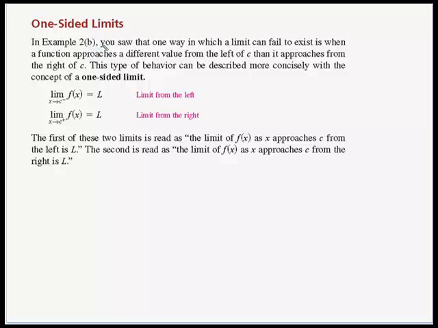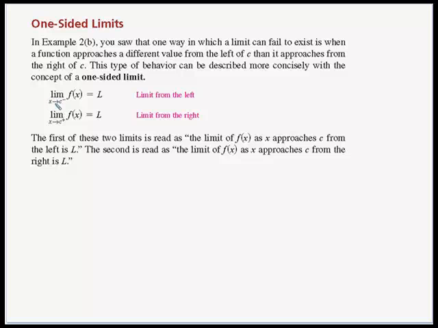So back to example 2b, we saw that one way in which a limit can fail to exist is when the function approaches different values from the left of c than it approaches from the right of c. This type of behavior can be described more concisely with the concept of a one-sided limit. So the notation's pretty much the same except for this little superscript number up here, like an exponent.